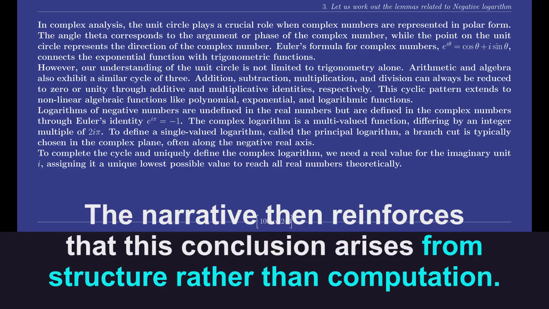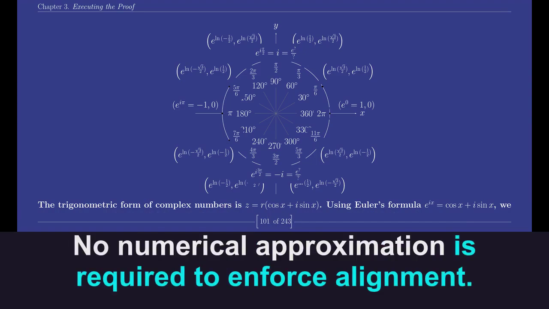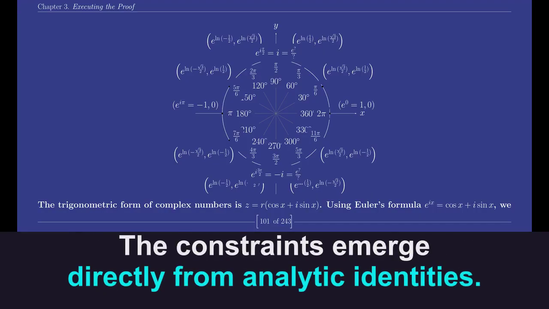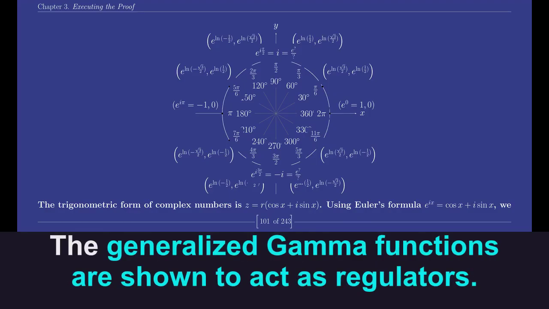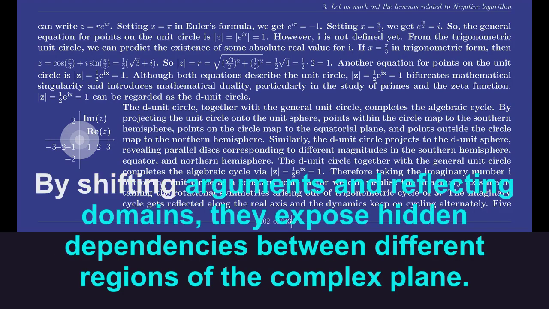Residue theory is then invoked. The Laurent expansion of the zeta function around its pole at 1 is described. The residue is identified as 1. It is argued that interpreting zeta at 1 as divergent is arbitrary. Since the pole lies on a zero radius of convergence, both infinity and 1 are presented as equally valid values.